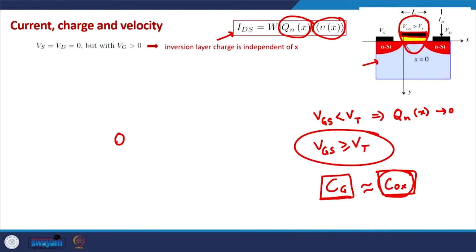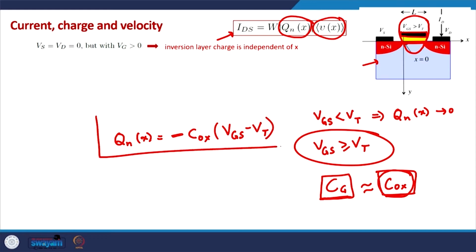So, the charge in the channel can be written as minus Cox, because we are applying a positive voltage on the gate side. The charge that will appear on the channel side will be negative, times VGS minus VT, because charge only appears when the gate voltage is above the threshold voltage. So, the voltage that contributes in producing charge in the channel is the voltage in excess to the threshold voltage, which means VGS minus VT.